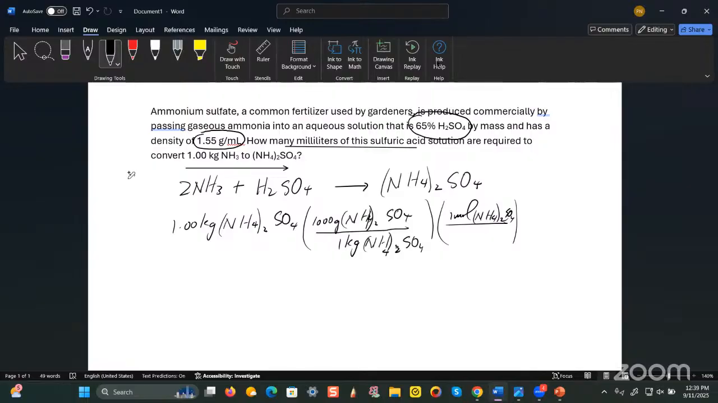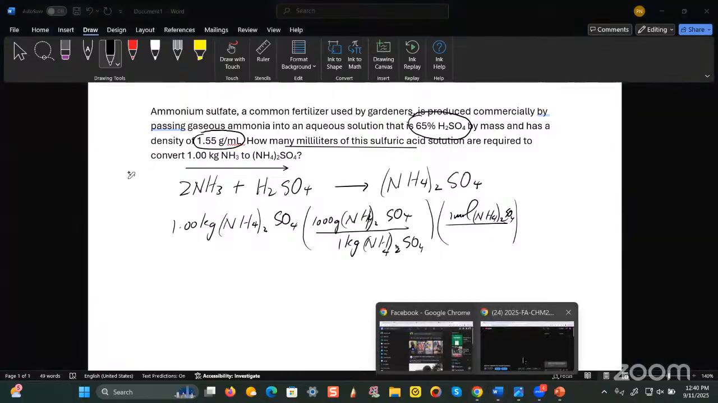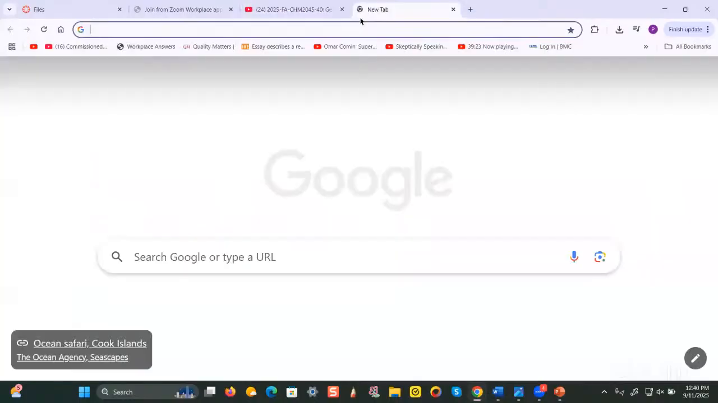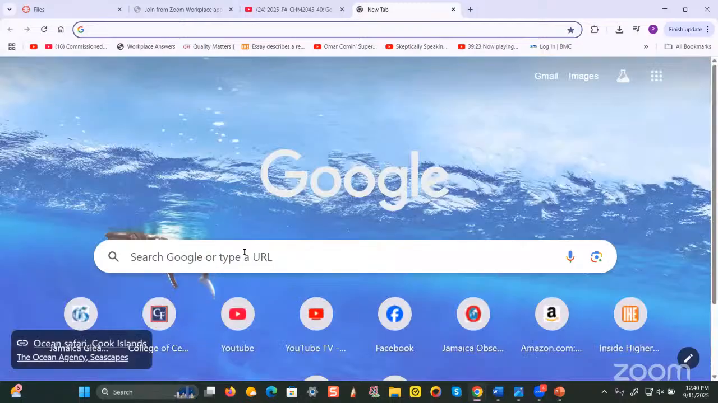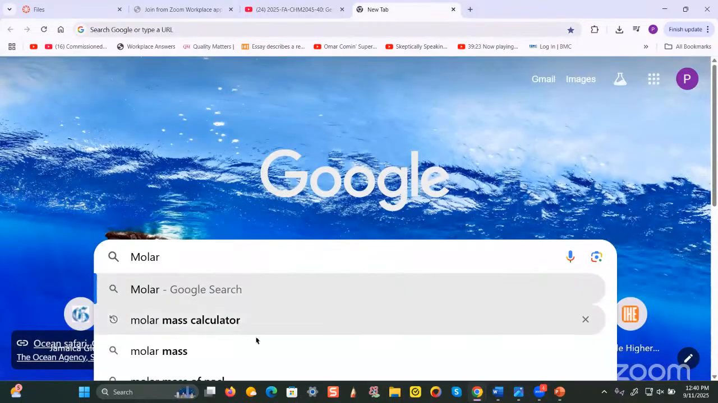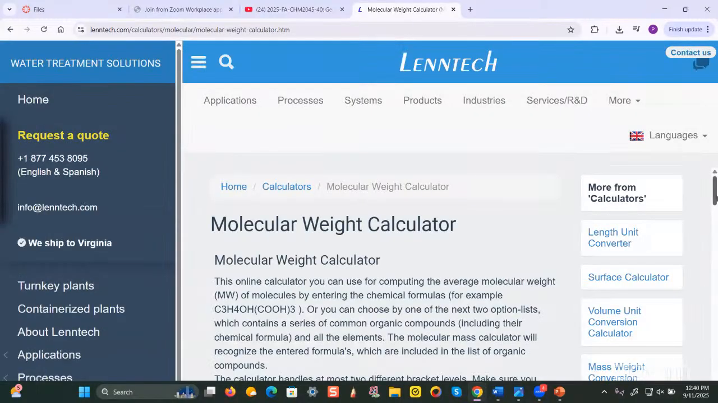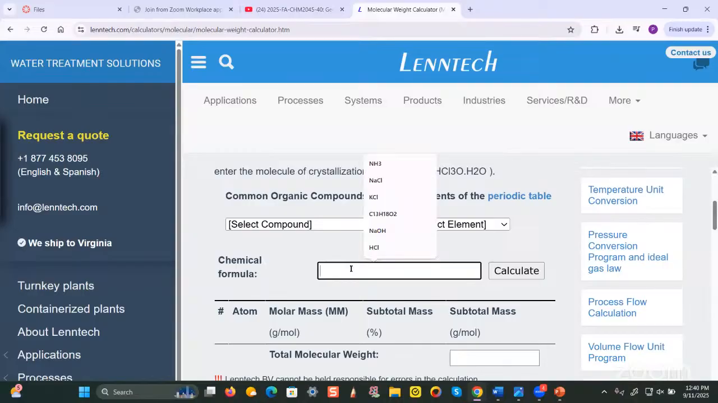I'm too lazy today, so I'm going to cheat on it. I'm going to use my trusty old molar mass calculator. This is what I oftentimes use when I'm calculating the molar mass of anything. Unfortunately for you guys, you won't have access to this, so kind of sucks for you guys.